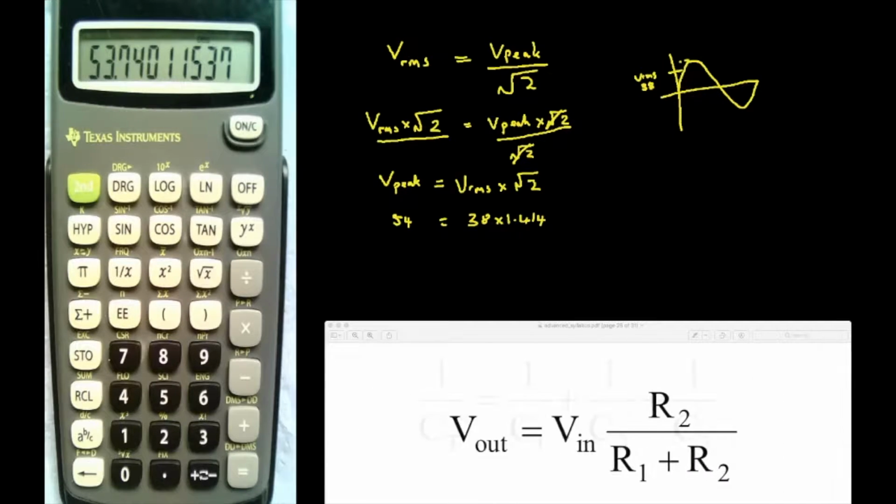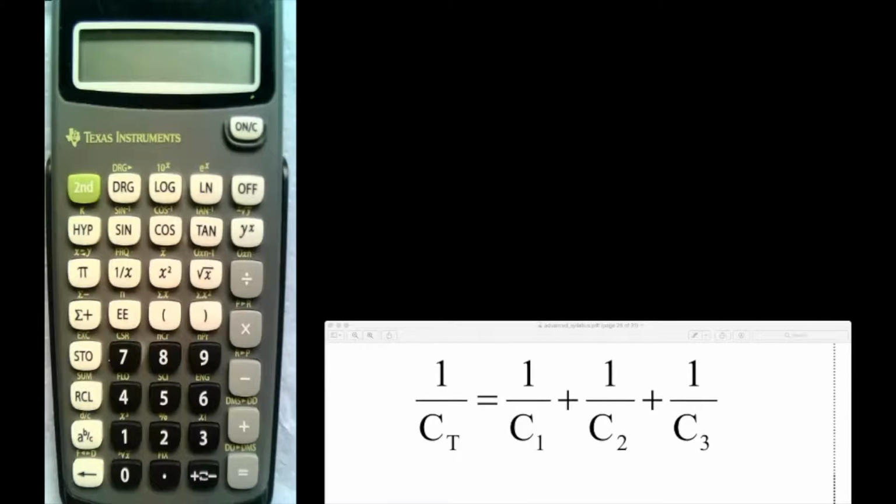Third row. So this formula relates to capacitors in series. Now, when you're looking at the stuff you get presented with in the advanced examination, basically we're dealing with capacitors, inductors, and resistors. So when you've got resistors in series, you add them up.